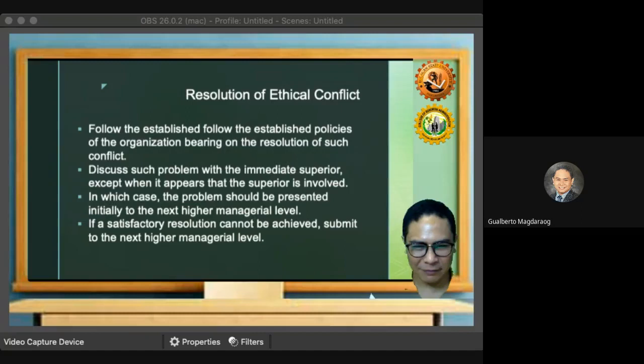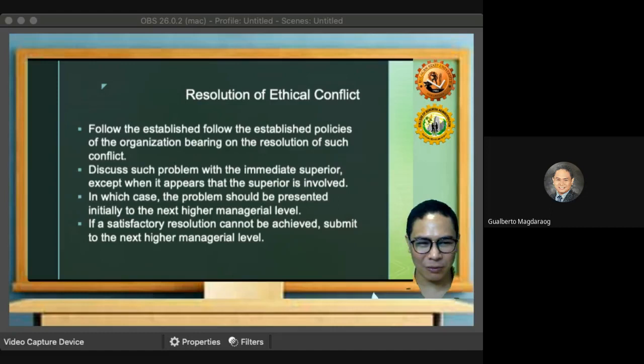But kung involved yung superior mo, you should not discuss it with him. Bakit? Eh, pag sinabi mo sa kanya, di sa kanya pa lang, makakat na yun, hindi na yun mare-resolve. Okay? Tapos, magkakaroon kayo ng conflict. Sasabihin niya, anong sinasabi mo? Ako ang boss dito, and so on and so on. So, pag involved yung boss mo, do not discuss with him the problem. What you are going to do is, in which case, the problem should be presented initially to the next higher managerial level. So, ang sabihan mo, yung susunod na mas mataas sa kanya, wag yung superior mo. In case lang na-involve siya.